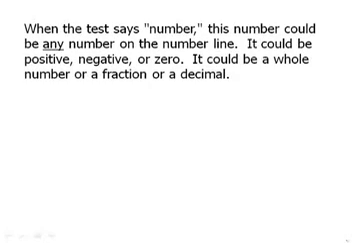When the test says number, this number could be any number on the number line. It could be positive, negative, or zero. It could be a whole number or a fraction or a decimal. This is one of the ways that the test loves to trap people. It loves to begin a math problem, "X is a number," and then it goes on, and people assume that since X is a number, it can only be 1, 2, 3, 4, 5. In other words, that it has to be a counting number. People forget about negatives. They forget about fractions and decimals. Very important not to fall into that trap. If you see the word number, you have to be thinking about all these categories altogether.